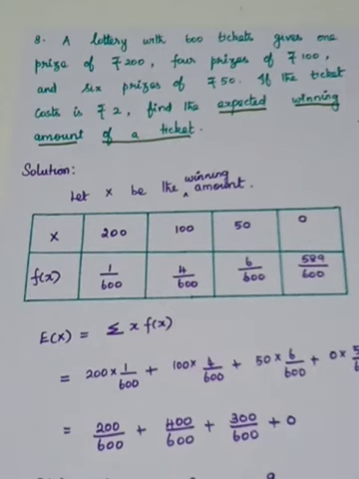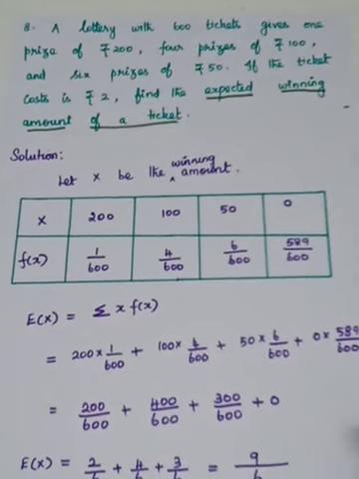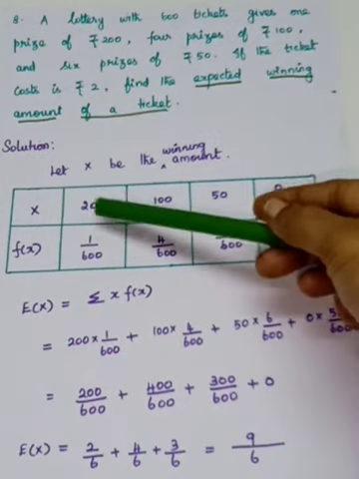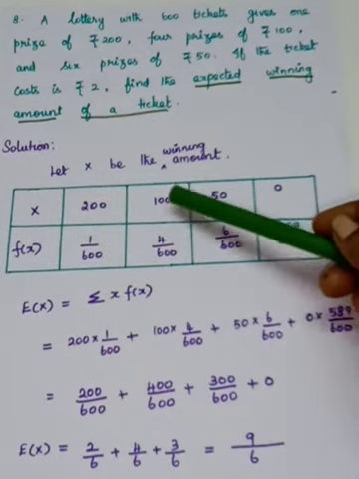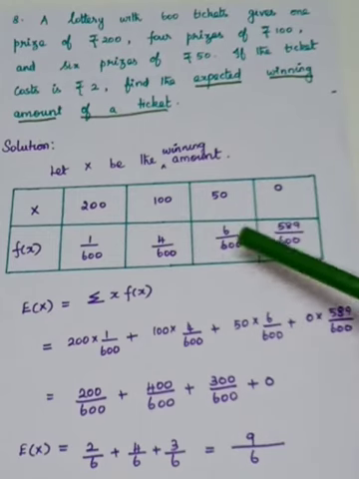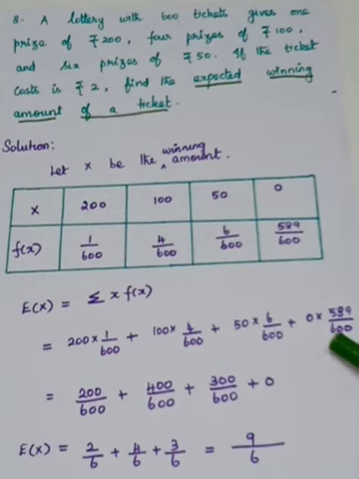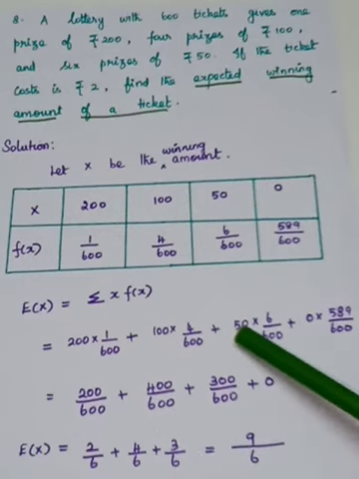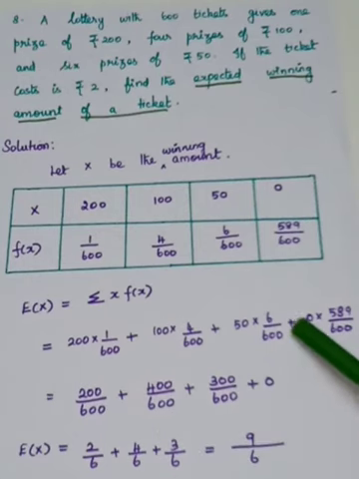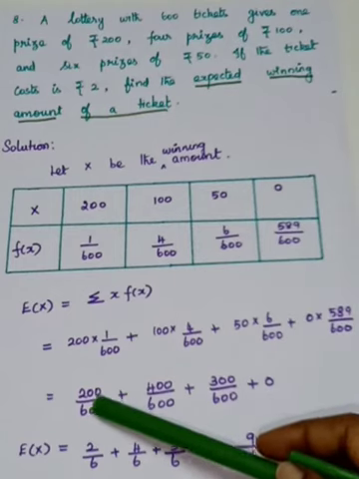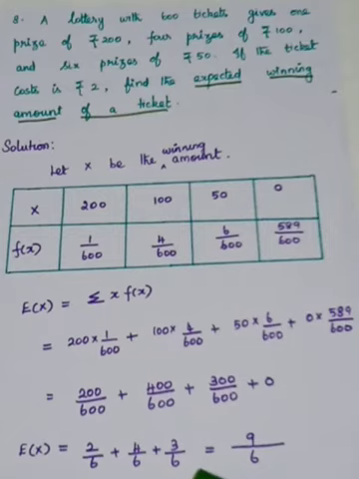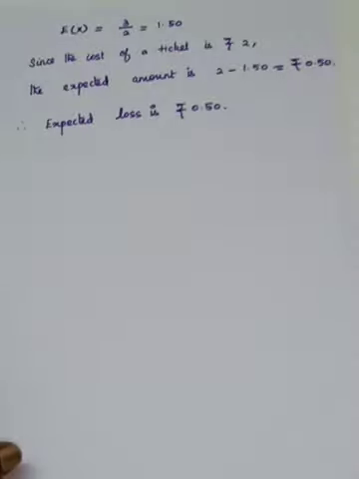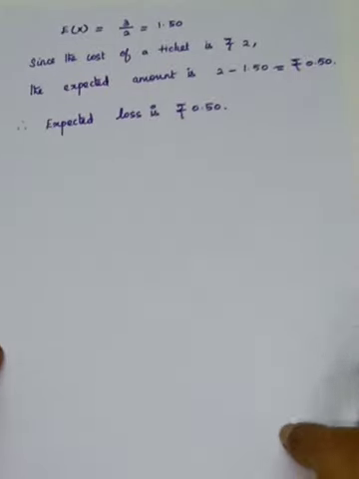What is our expected winning amount? Expected means it is E of x. So E of x is equal to what? Summation of x into f of x. So it is 200 into 1 by 600 plus 100 into 4 by 600 plus 50 into 6 by 600 plus 0 into 589 by 600. So it is 200 by 600 plus 400 by 600 plus 50 into 6, that is 300, divided by 600, plus 0 into anything is 0. So it will be 2 by 6 plus 4 by 6 plus 3 by 6. If you add, it is 9 by 6. What is 9 by 6? If you divide by 3, that is 3 by 2. 3 by 2 means you can write 1.50.